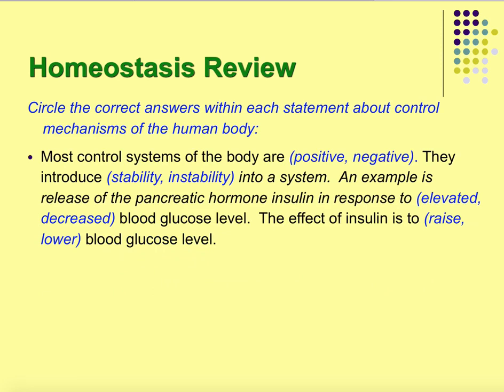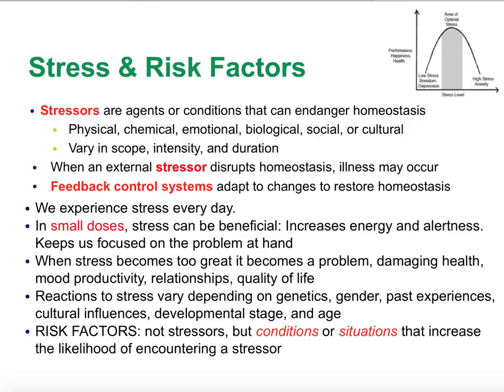Now, most control systems in the body are negative. They are negative because negative feedback introduces stability into a system. For example, the release of the pancreatic hormone insulin in response to elevated blood glucose levels. What does insulin do? It will lower blood glucose. So the opposite direction to bring stability.